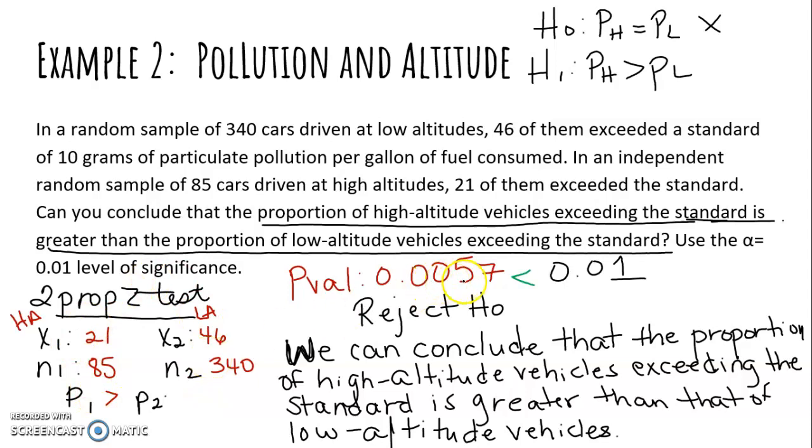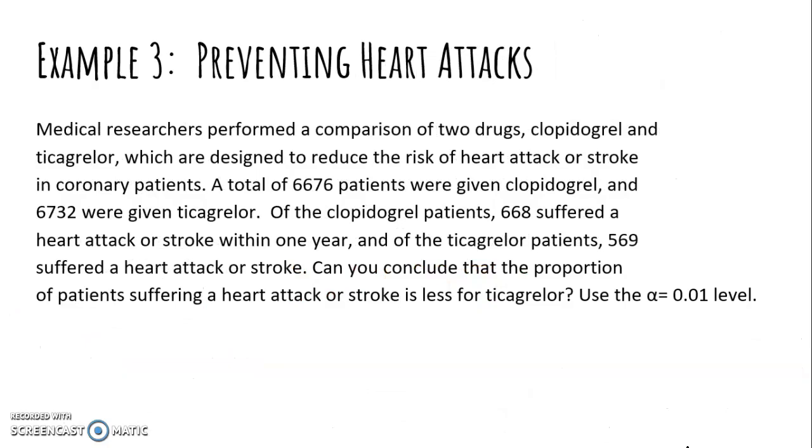My p-value was 0.0057, which is less than 0.01, so we reject the null, and we can conclude that the proportion of high altitude vehicles exceeding the standard is greater than that of low altitude vehicles, because we had enough evidence to support the claim.